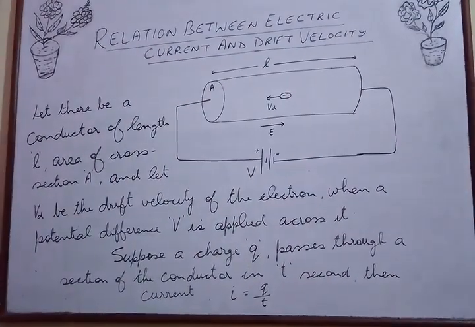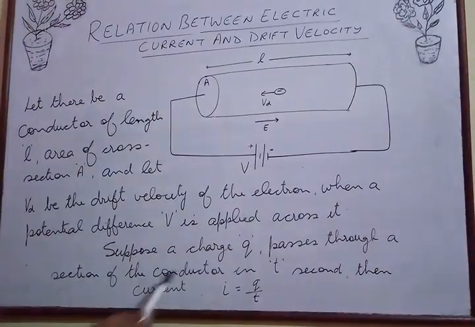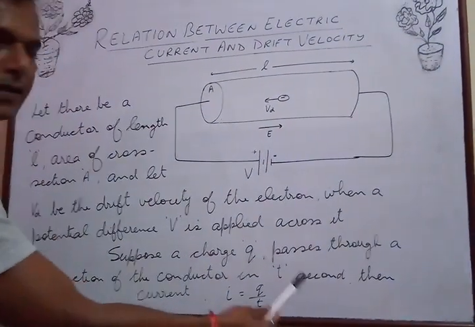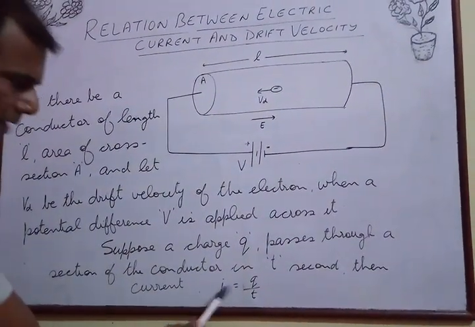Now suppose a charge Q passes through a section of the conductor in t seconds. If Q is the charge flowing in t seconds, then current I is equal to Q by T.